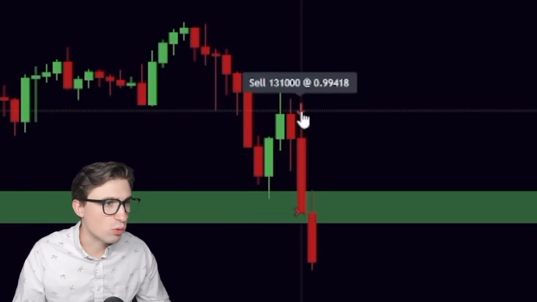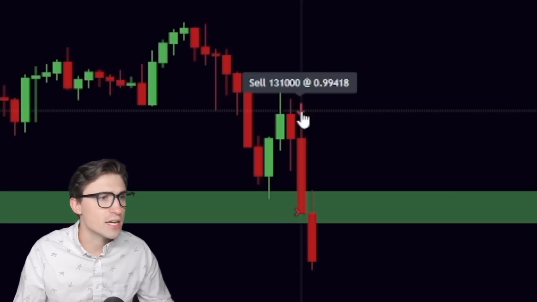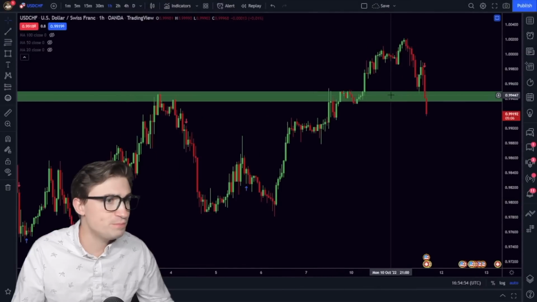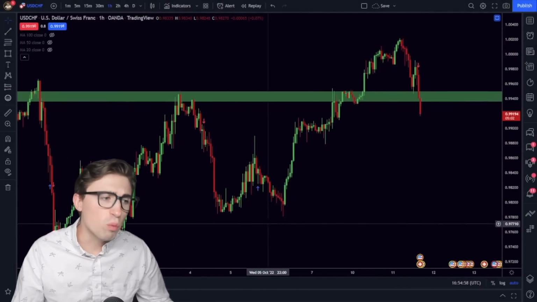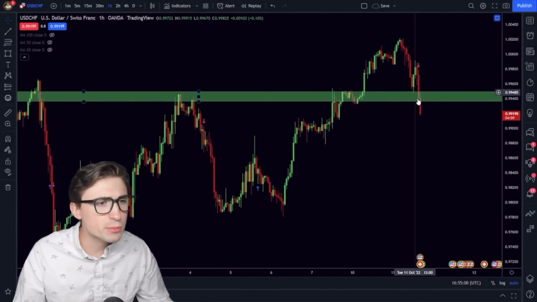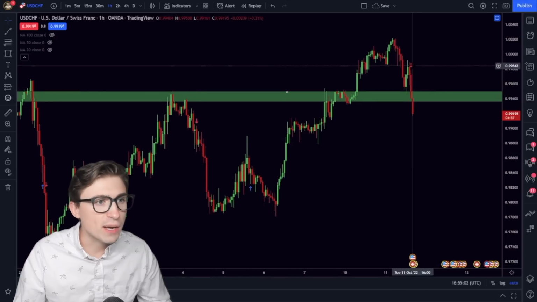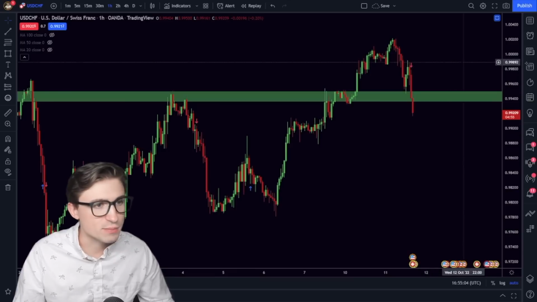As you can see, this is where I got executed for my 131,000 units, closed at 99,418. So overall, a very profitable trade. We caught the move from here. It wasn't the perfect entry, yet I was still able to trail out a pretty good profit and jump out when the trend is looking like it has potential to reverse here.